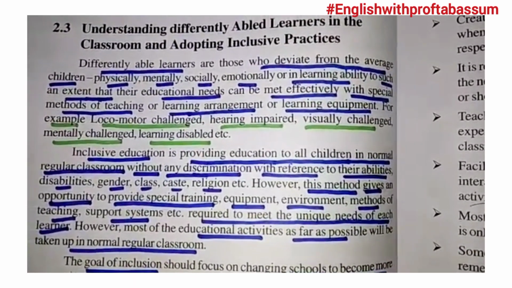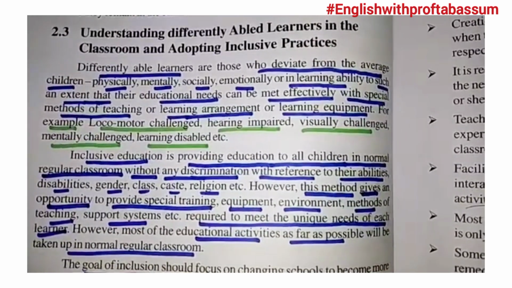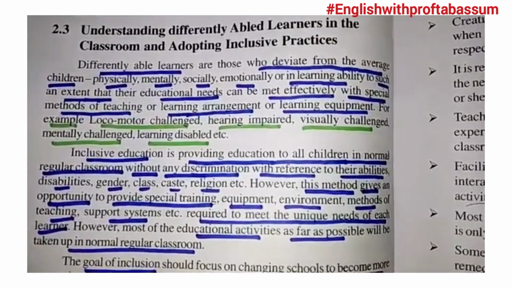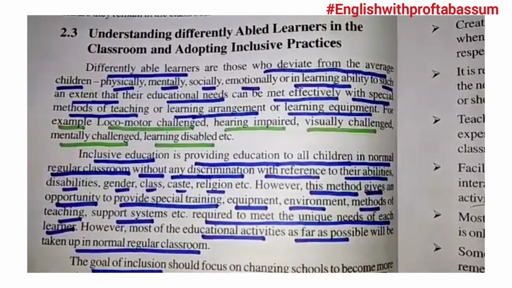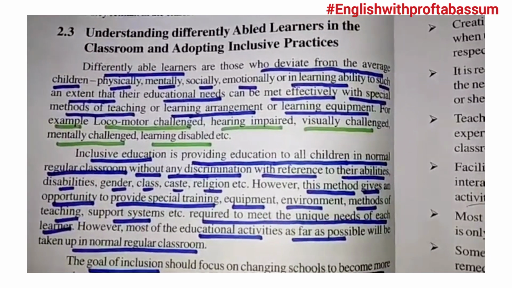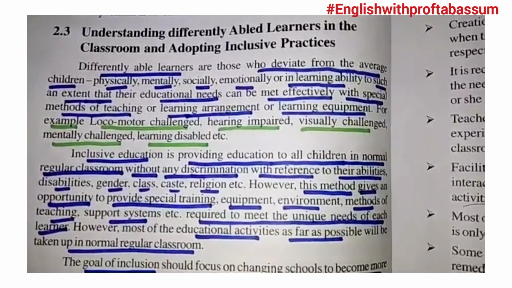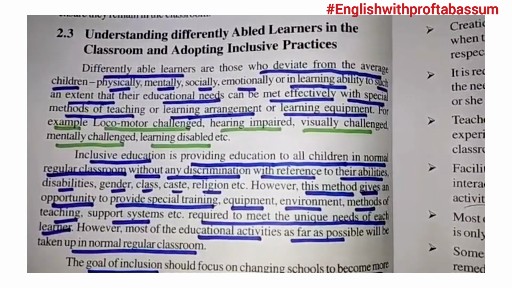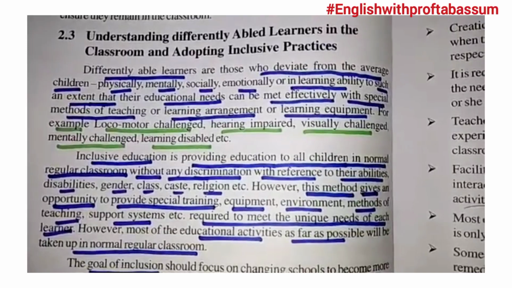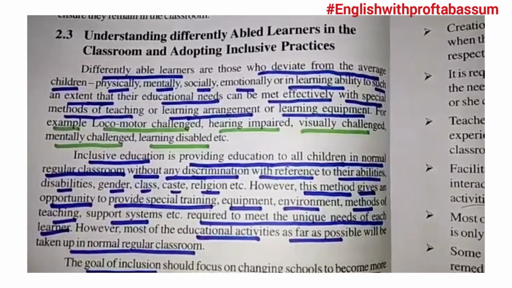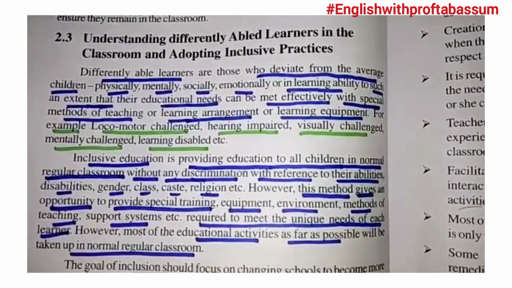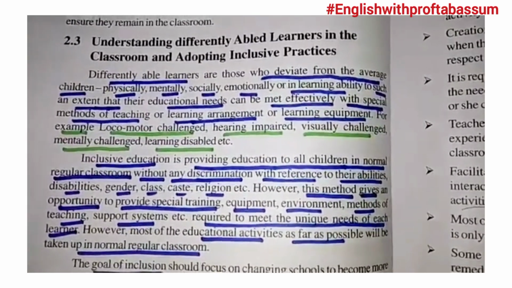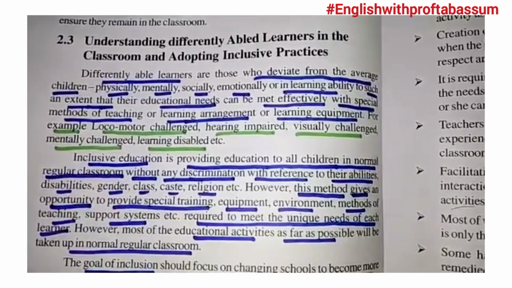Differently able learners are those children who are different from the ordinary children, so much different from the ordinary children, either physically, mentally, socially, emotionally, or maybe in their ability to learn. They're so different, to such an extent, that their educational needs can only be met if the teacher is adopting special methods of teaching, using special equipment, or having a special learning arrangement for such children.